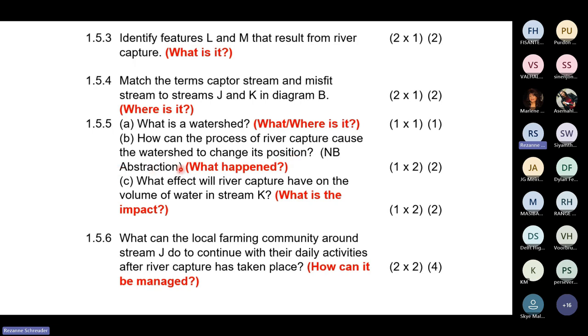So that's abstraction. In other words, what happened? At 1.5.5c, what effect will river capture have on the volume of water in stream K? What is the impact of river rejuvenation? Then, how can it be managed? And you can see that question 1.5.6 now is a 2 times 2 question. So now they ask, what can the local farming community around stream J do to continue with their daily activities after river capture has taken place? So how can they manage the fact that they now will have less water?